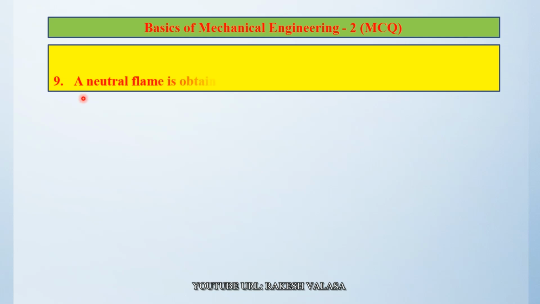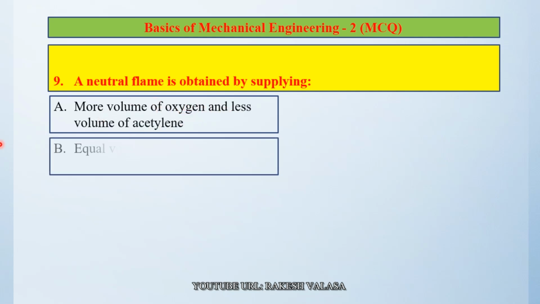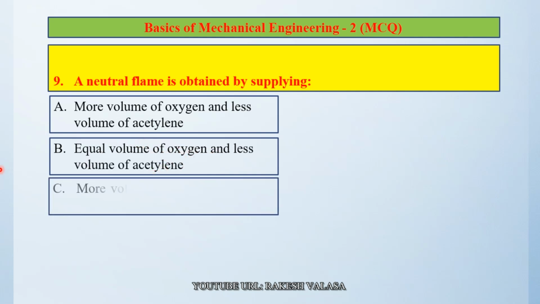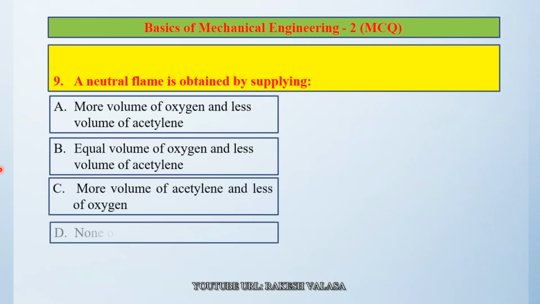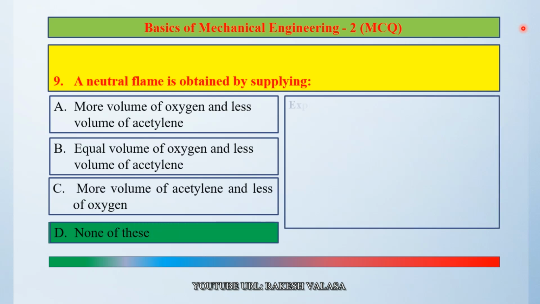Question number 9. A neutral flame is obtained by supplying option A, more volume of oxygen and less volume of acetylene. Option B, equal volume of oxygen and less volume of acetylene. Option C, more volume of acetylene and less volume of oxygen. Option D, none of these. The correct answer is option D, none of these. Let us see the explanation.